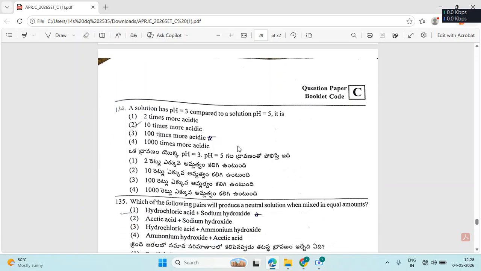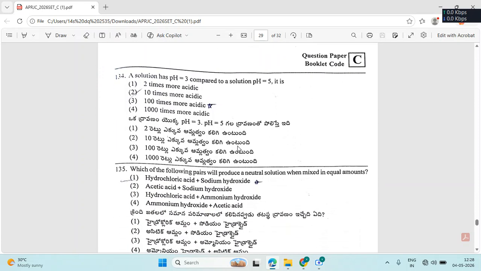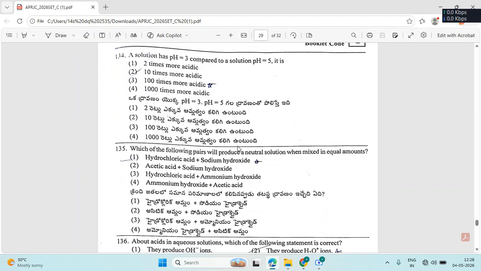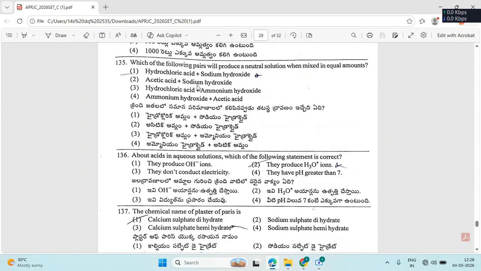A solution has pH equal to 3 compared to a solution of pH equal to 5. It is 2 times more acidic, 10 times more acidic, 100 times more acidic, 1000 times more acidic. The correct option is 3, and the answer is 100 times more acidic.